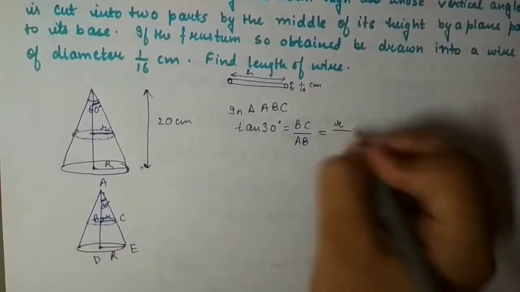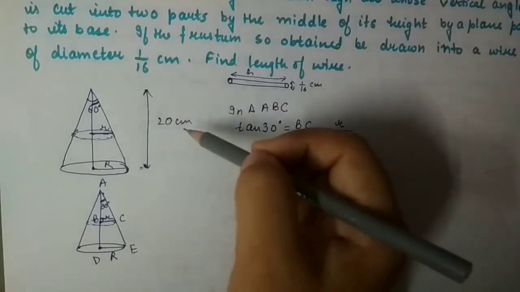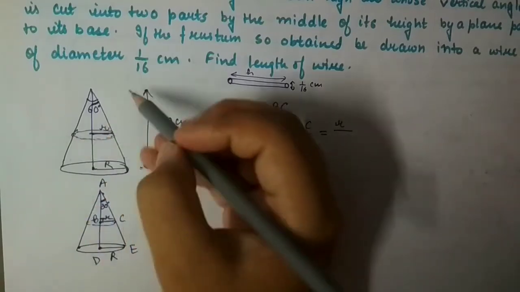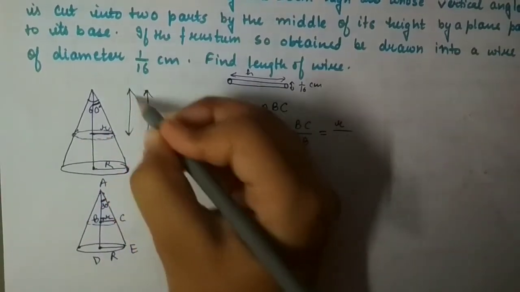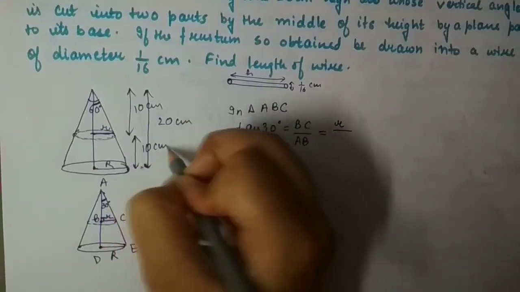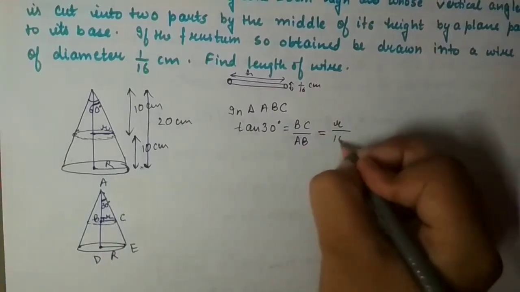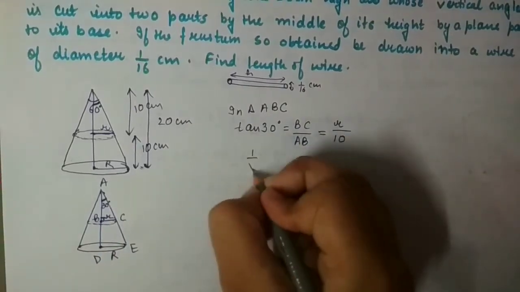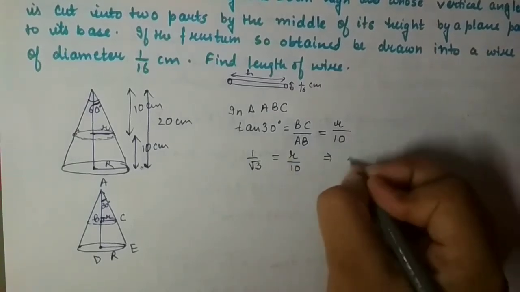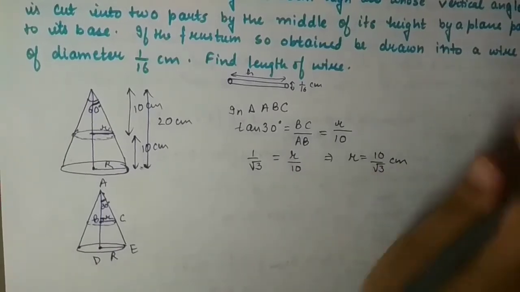And what is AB? The height of the cone was 20 centimeters and it is given that it is cut from the middle of its height, it means this height would be 10 centimeters and this height would also be 10 centimeters. So AB is 10 centimeters. So r upon 10, tan 30 degrees is 1/√3. This is equal to r upon 10. It means r is equal to 10/√3 centimeters. So let it be like this.